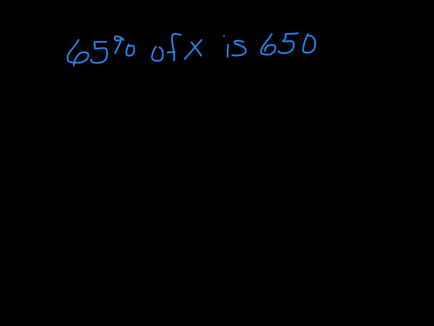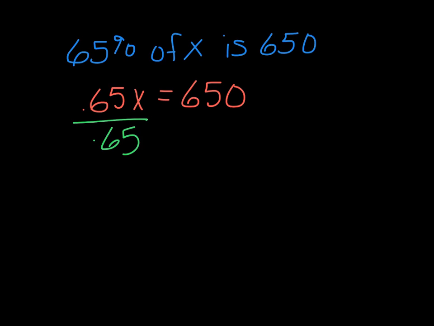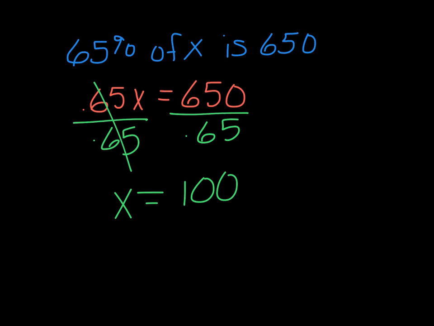Here's the last one I want you to try on your own. 65% of x is 650. Come back and check your work against mine. Alright, so I have 0.65 x equals 650. And then I'm going to divide both sides by 0.65. Cross that out, and x is by itself. Divided by 0.65. And that goes into there 1,000 times. So it would be 65% of 1,000 is 650.